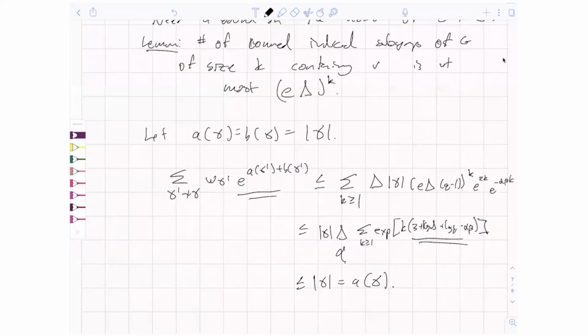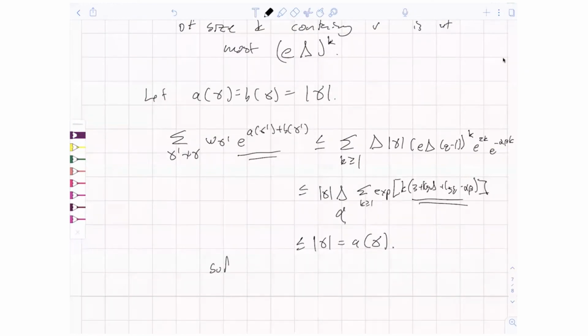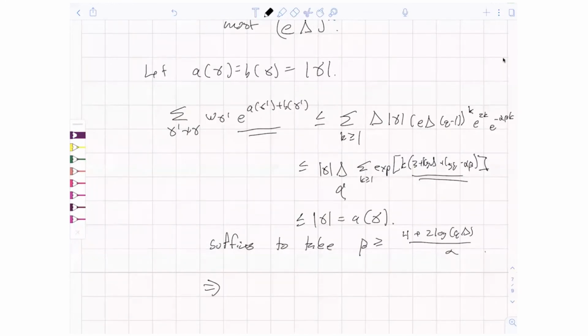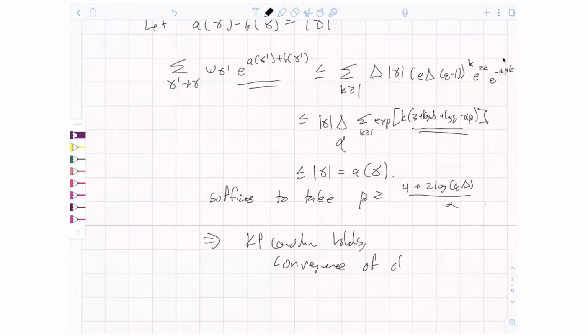Okay, and so it suffices, and I'll let you do the algebra, to take beta at least 4 plus 2 log Q delta over alpha. Okay, and then what do we get? We get the Kotecký-Preiss condition holds, convergence of the cluster expansion, and so on.